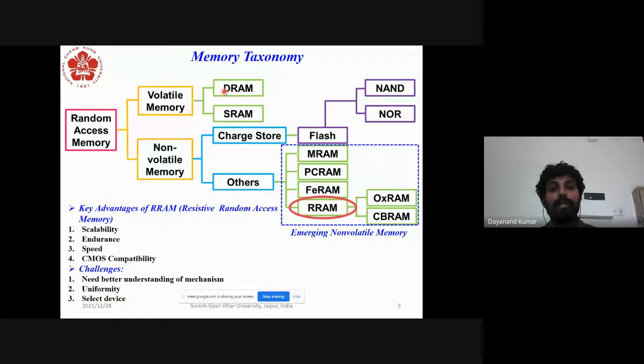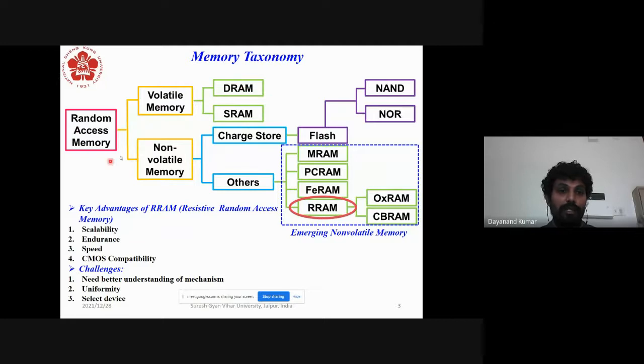If you remove the power, then the data will be gone. So you cannot store the data after removing the power. But in the SRAM case, also the same problem. The SRAM device is much faster than DRAM because it uses six transistors to fabricate the SRAM devices. But it is much faster than DRAM, but it is expensive. So people are using DRAM only.